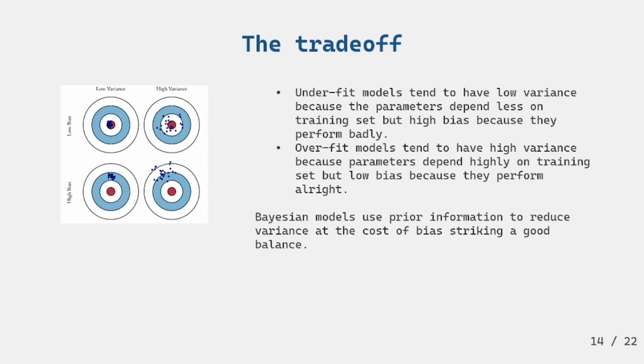If you don't have enough degrees of freedom to express your problem properly, then your model's just going to be wrong. However, if you've got an overfit model, it means that your estimated parameters depend very highly on the training set you give it, which means there's going to be high variance, but generally they're going to otherwise perform pretty well, and so they're going to have low bias. And what Bayesian models do is use prior information to reduce variance, but it increases bias because it brings in prior assumptions. That often strikes a balance between high variance, low bias and low variance, high bias. And that's why Bayesian techniques are often useful in practice.